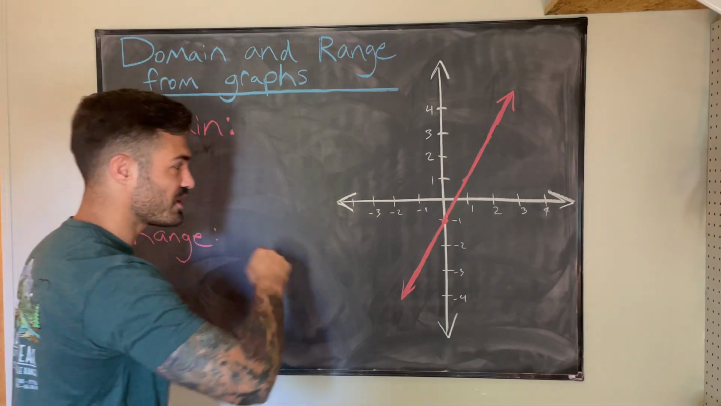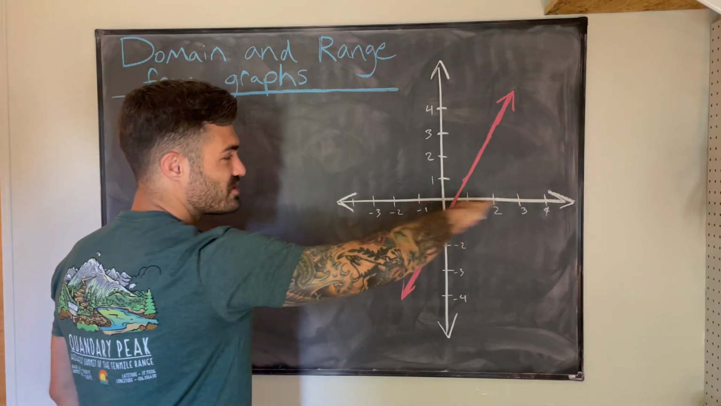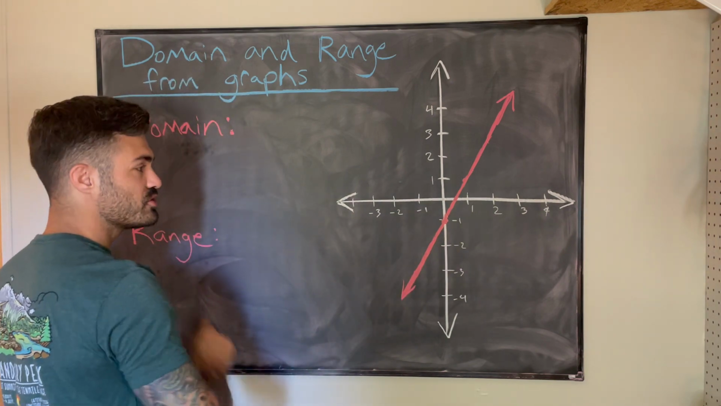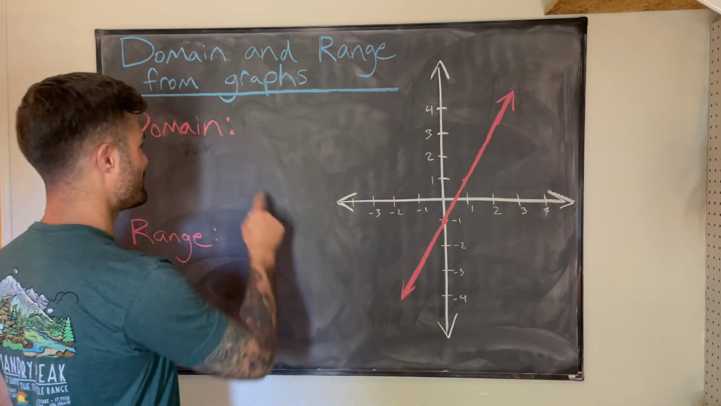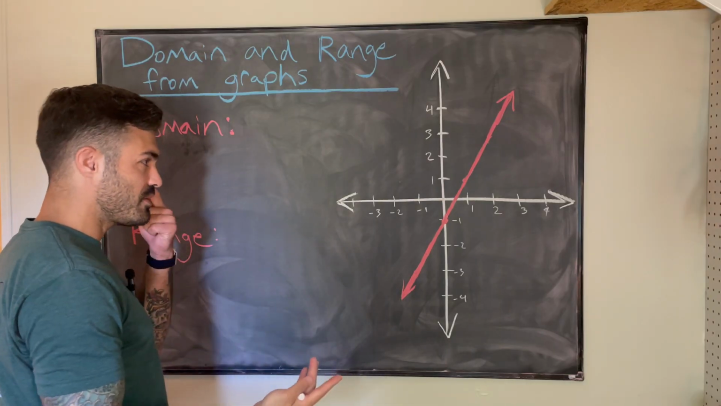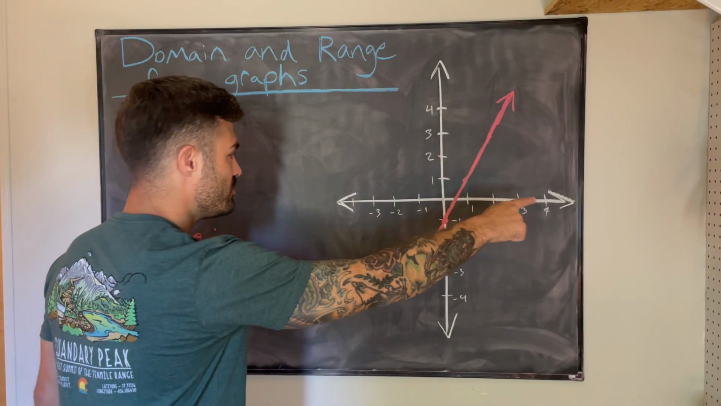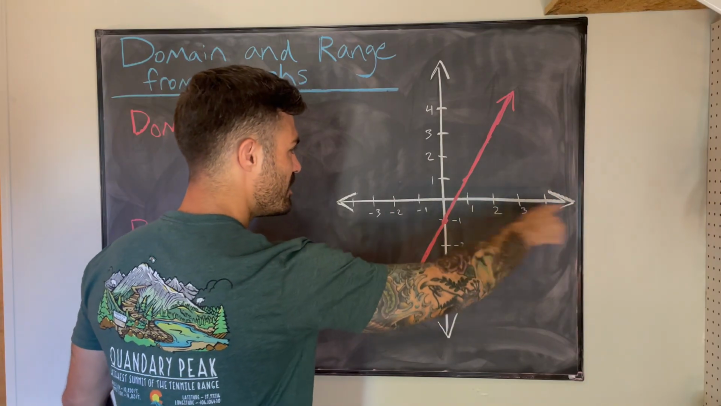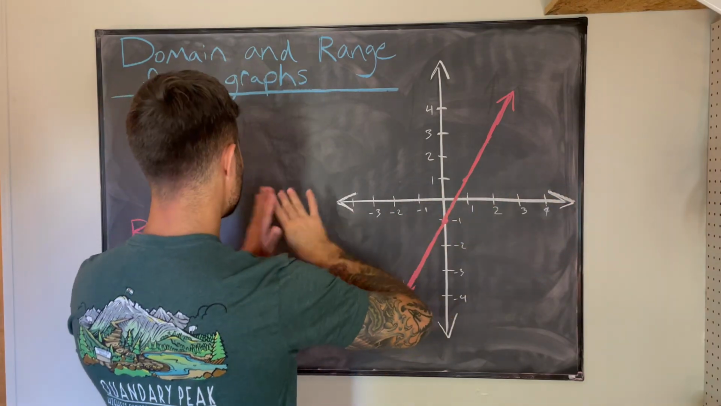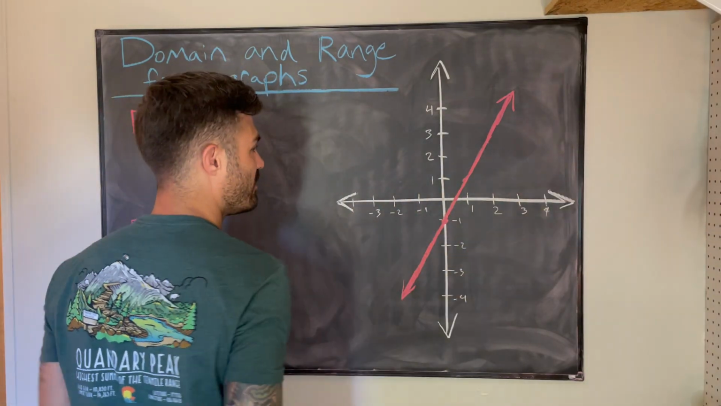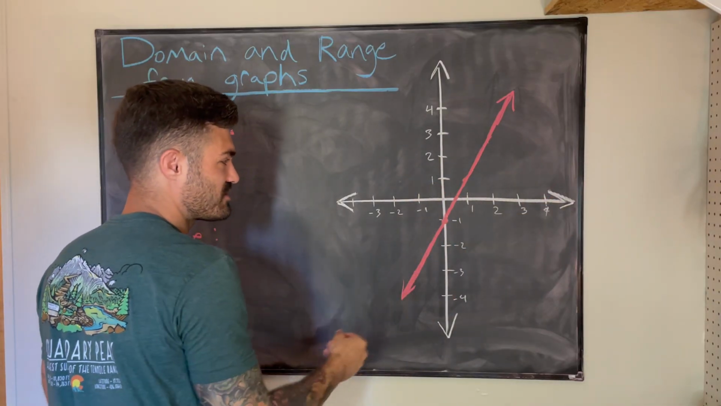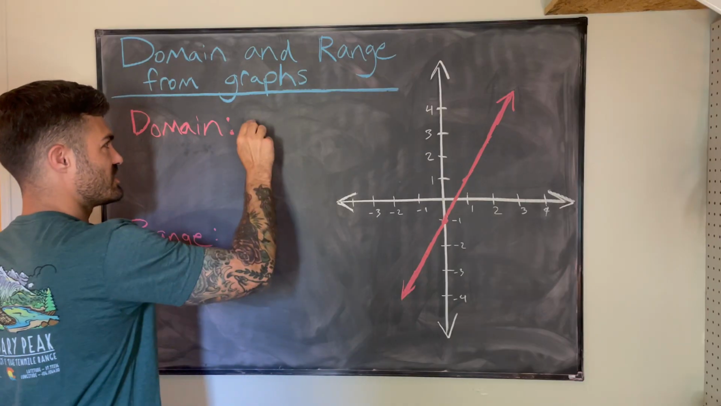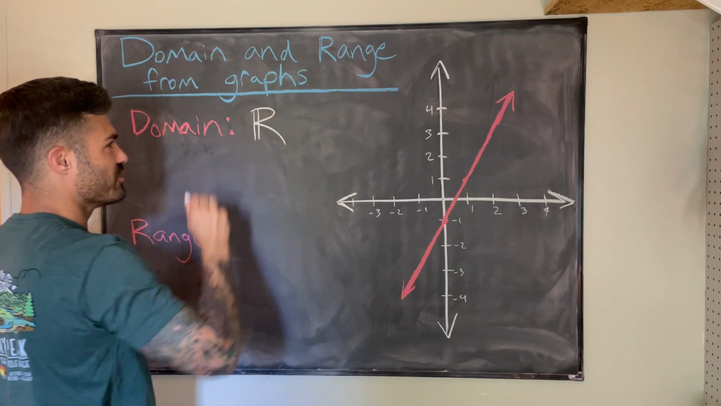So for domain, we're looking at x values, we're scanning horizontally. For range, we're looking at y values, we're scanning up and down vertically. Hopefully that's making sense. So for domain, there's 2 different ways we can think about it. Very often, one thing we do is we scan left, we scan right, and we think about, does the function span across the entire x-axis in both directions without having any jumps, holes, or asymptotes? In this case, it does. So we can say the domain is the set of all real numbers.